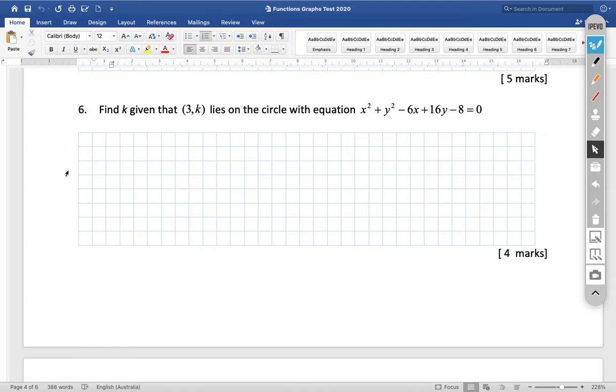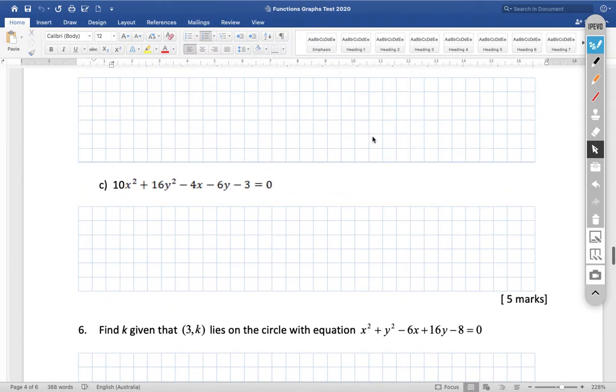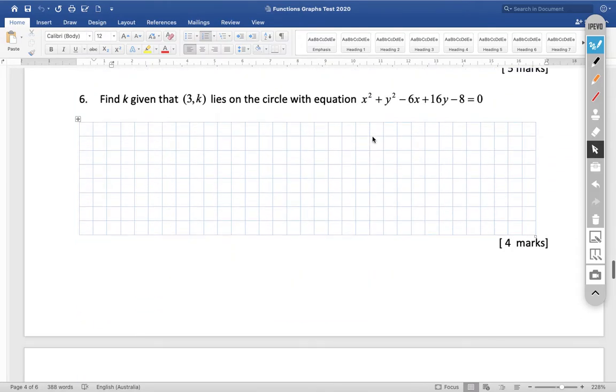Find k. There it is. So this is an x value, that's a y value. They have to fit with this equation. We can just substitute them in. Sub this point right into the equation. You can rearrange the equation if you like, but you don't need to. I don't think it's going to add anything.